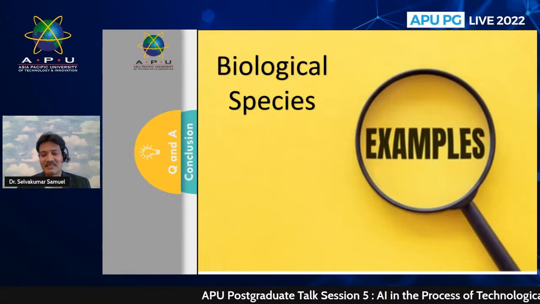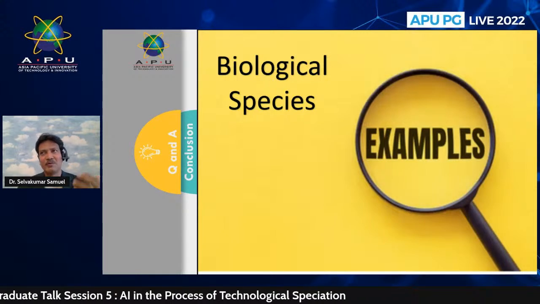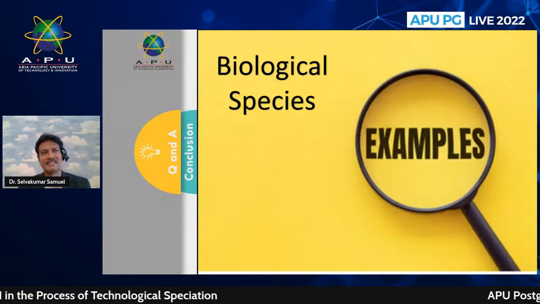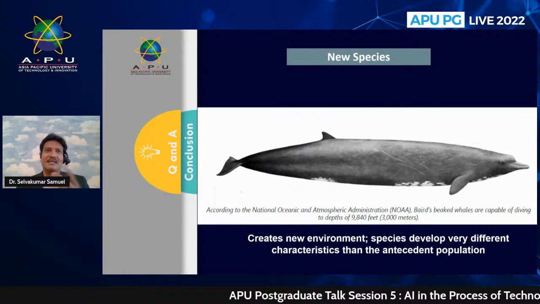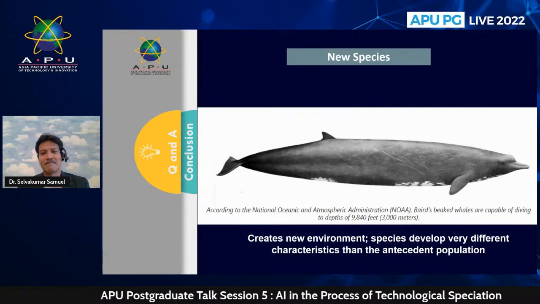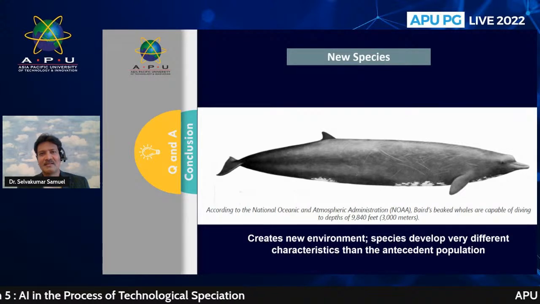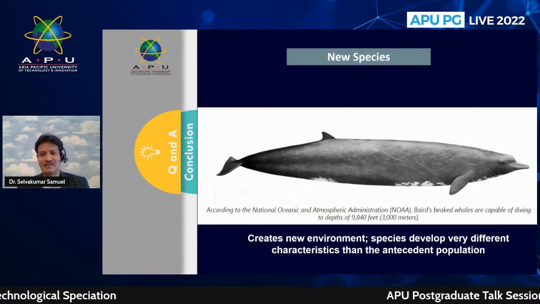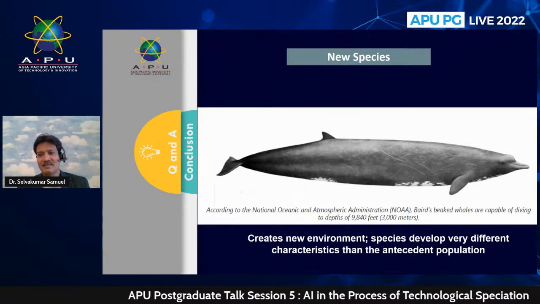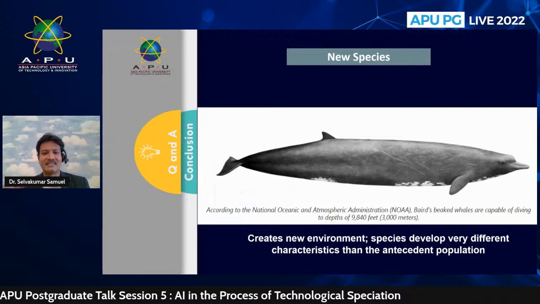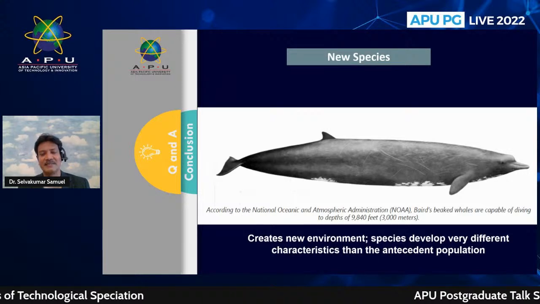Let me show some biological species examples. Species means something new to the world, derived from the ancestors, derived from the lineage. What you see is one of the biological species recently discovered in Australia. It is almost similar to the whale, the same type of animal, but the characteristics are totally different. They recently discovered this. It can go even 3,000 meters deep in the sea.